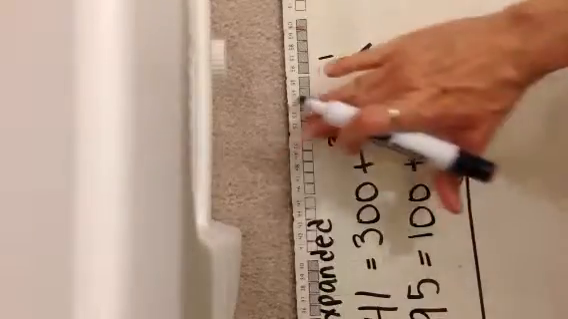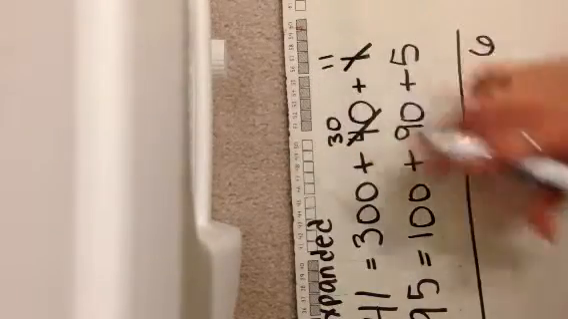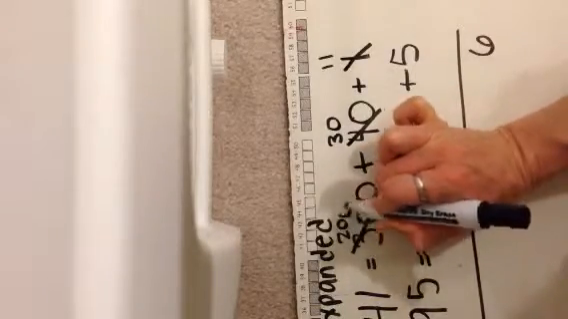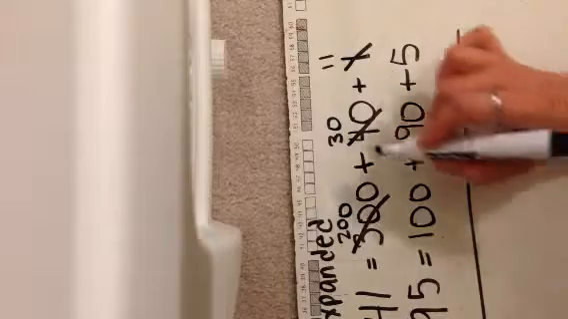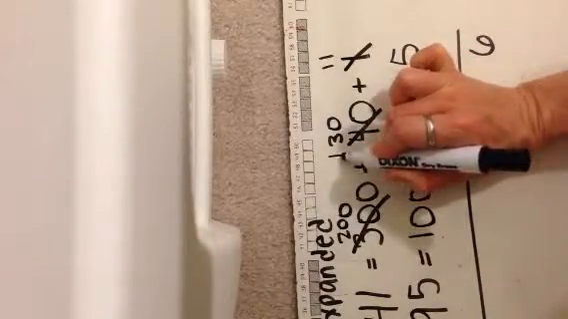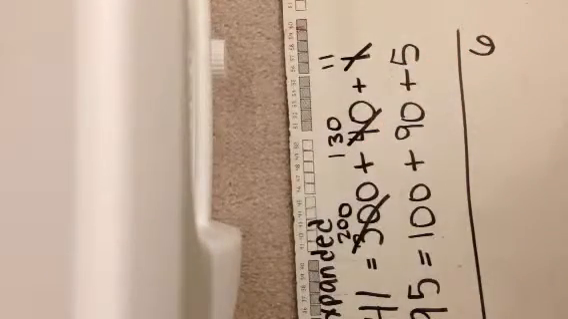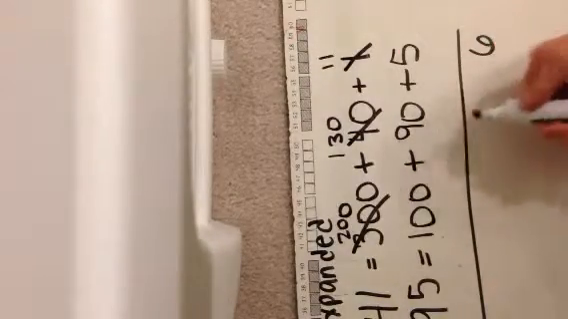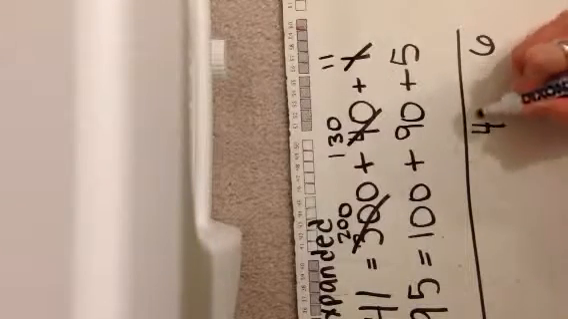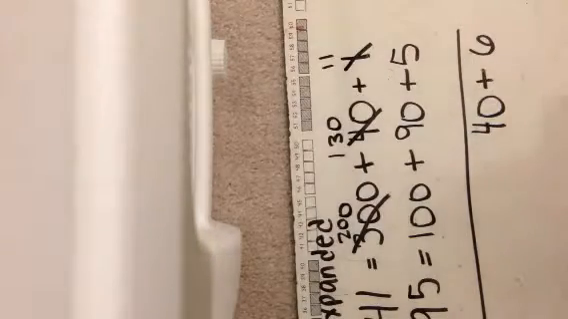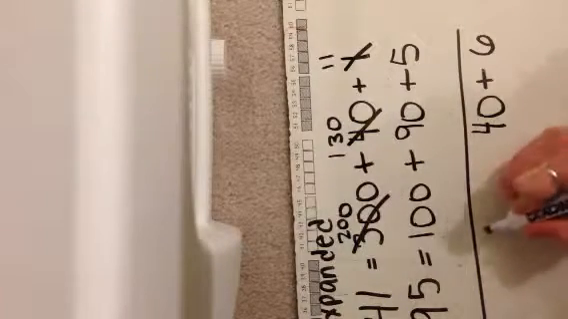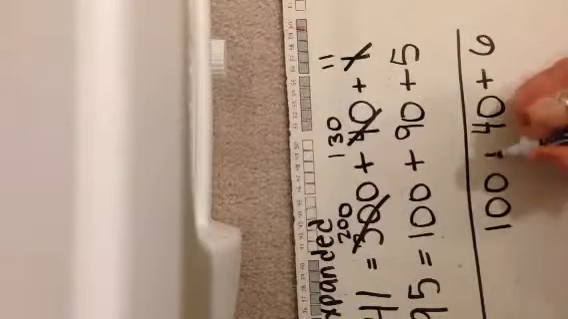We go to the tens. Can we do 30 minus 90? No, that's impossible. So we go next door and we grab 10 more. It's actually 10 tens. So our 30 becomes 130. We're doing 130 minus 90. We should know that is 40. And our last step is 200 minus 100, which equals 100.